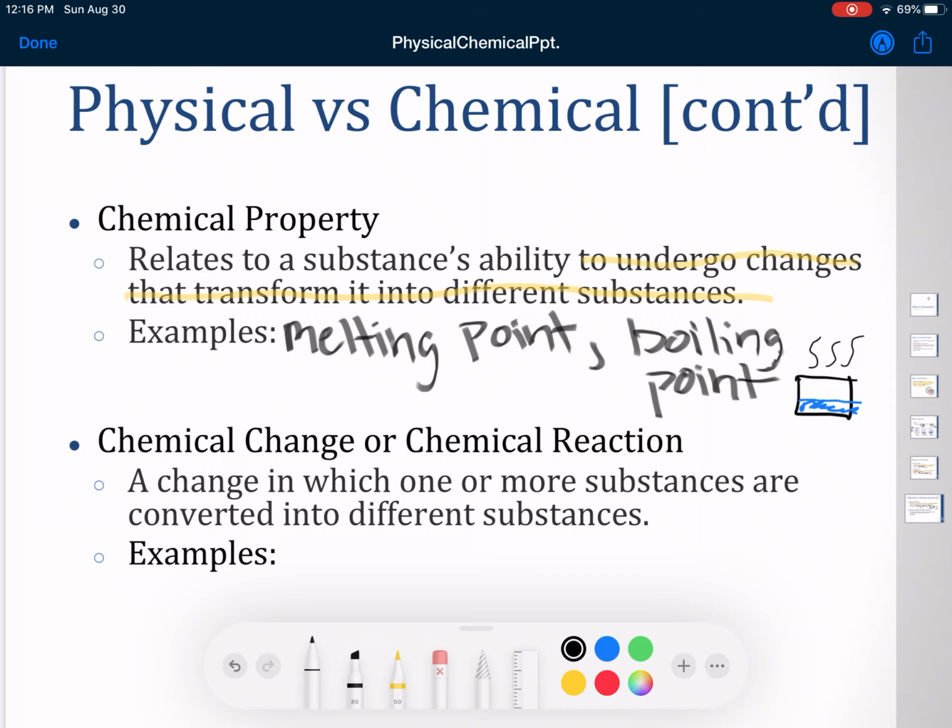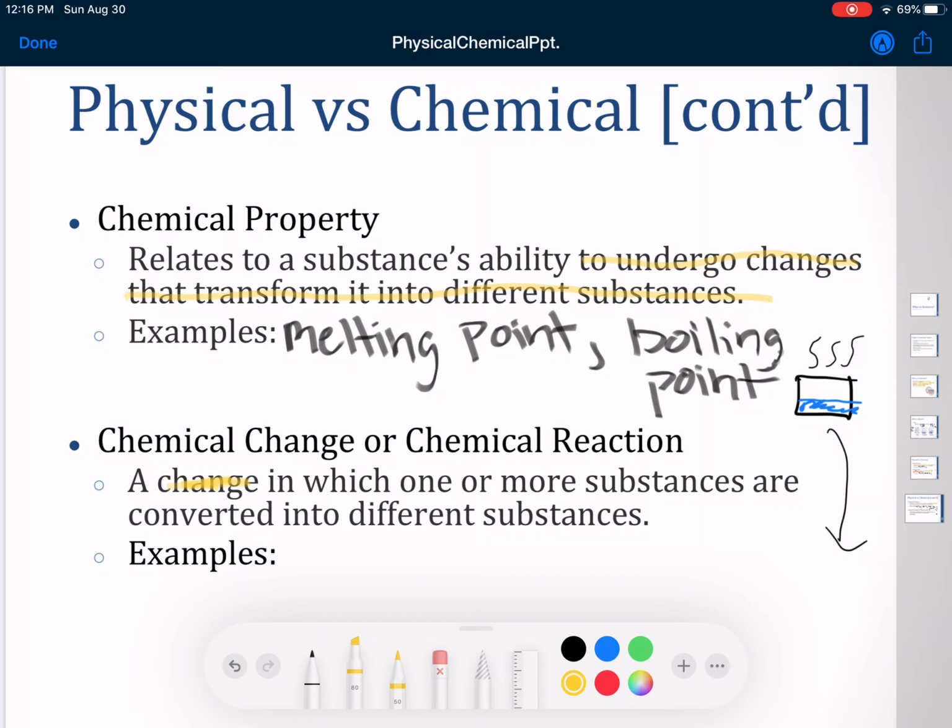That's a chemical property. A chemical change is kind of like I just said, so we can draw an arrow and take this into our last point of the day. Chemical change is a change in which one or more substances are converted into different substances. So once again, the big thing is right here, guys, this change: one or more substances are converted into different substances.